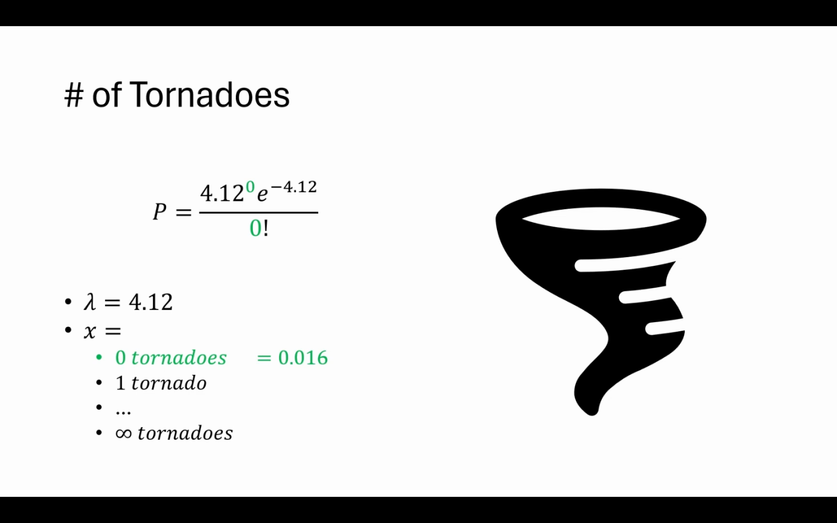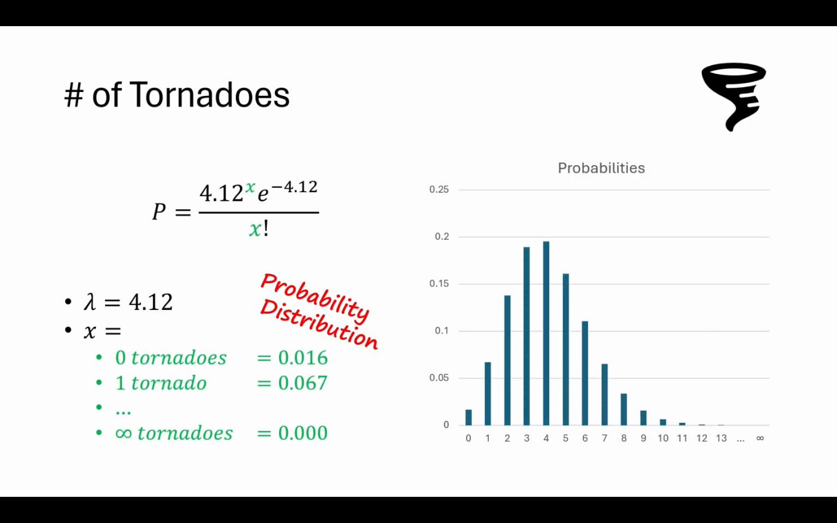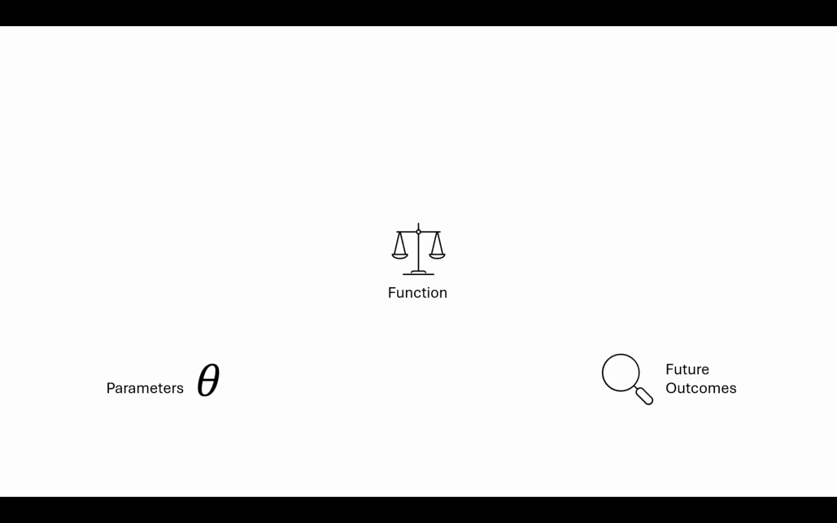We can then repeat this calculation for every possible number of tornadoes. When we do, we generate what's known as a probability distribution. This can be visualized with a column chart, which is likely how you are used to thinking about distributions. As you can see, we can calculate the probability of future outcomes, but we first need a function that models our problem well and to know certain details specific to our problem. These details are known as parameters. In our tornado example, we had 1, which was lambda.